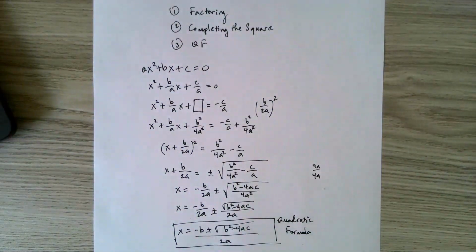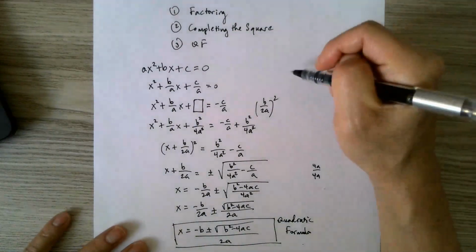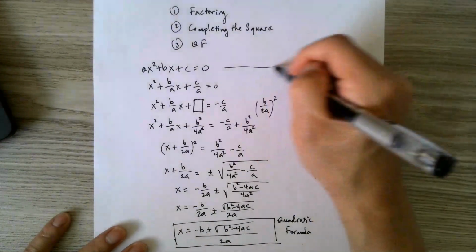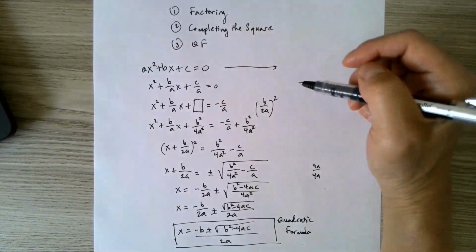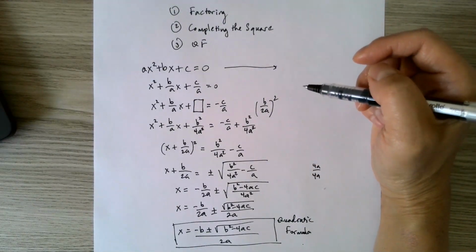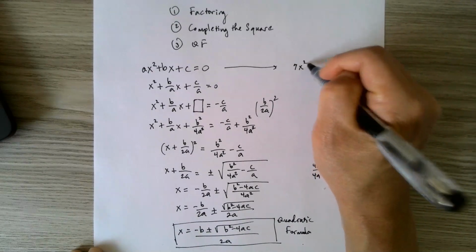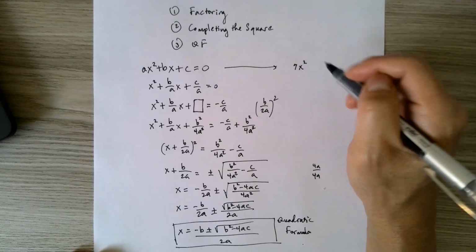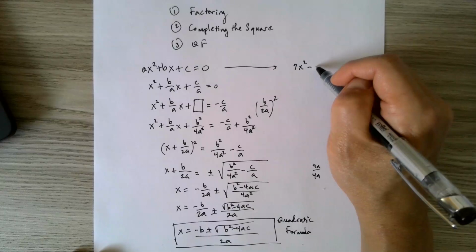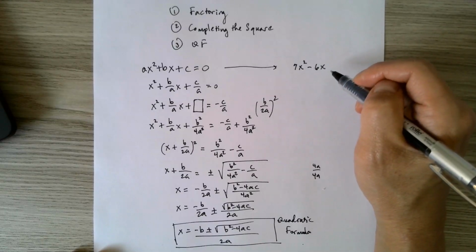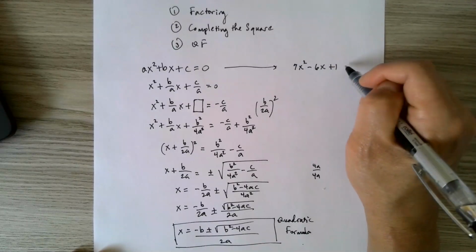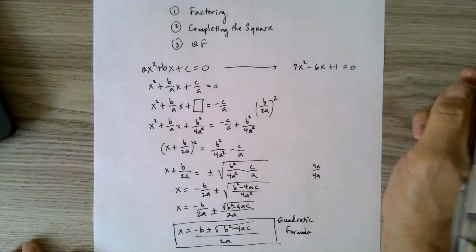So how would we use it? Well, let's say our quadratic, for example, is 7x squared minus 6x plus 1 equals 0.